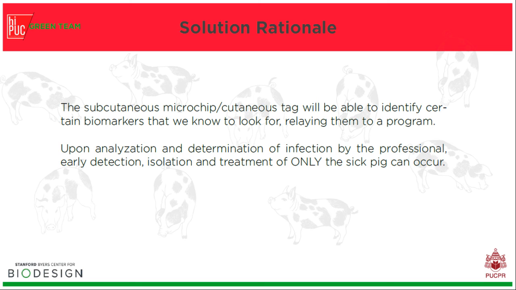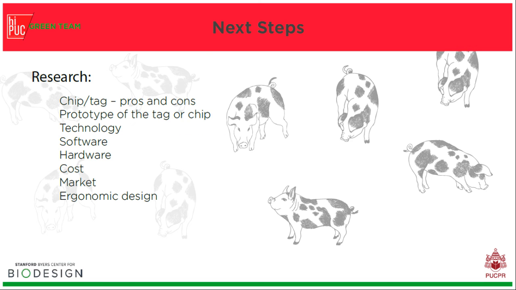Upon analyzing and determining that there is an infection by a medical professional, so maybe a vet or someone that's trained to do that, we would be able to detect early on and isolate the pig that is sick and treat only that pig. So we would reduce the use of antibiotics as well as reduce the risk of AMR by not treating pigs that are healthy with antibiotics.